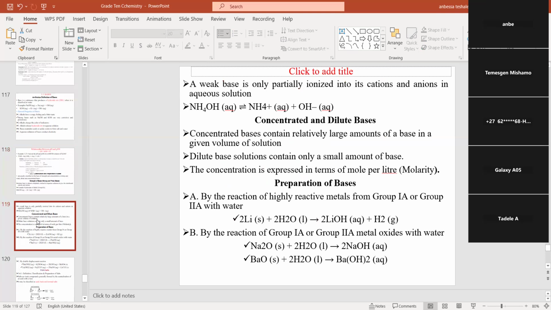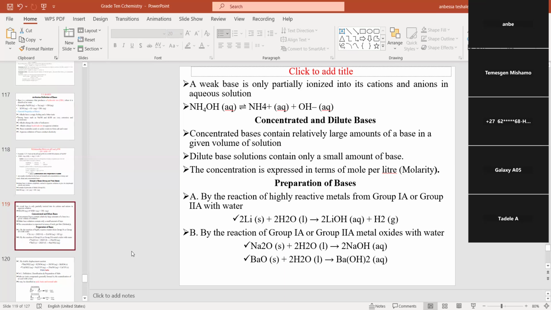Like acids, we also classify bases as concentrated and dilute. The concentration or diluteness of the given substance depends on the amount of the base that is dissolved in the solvent. When we say concentrated and dilute, it depends on the amount.